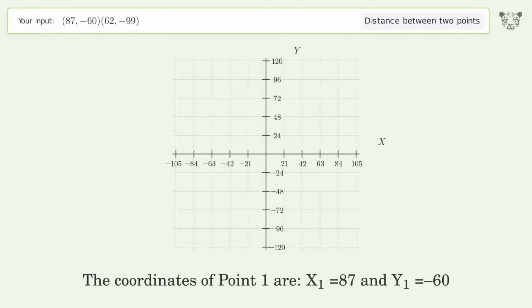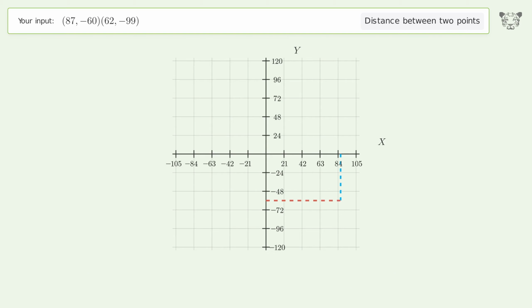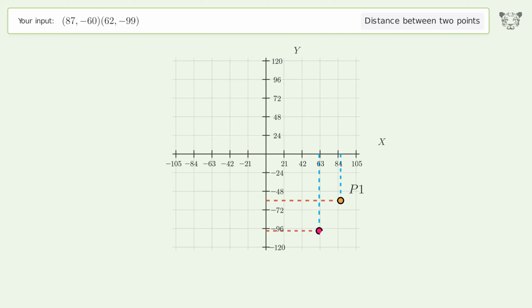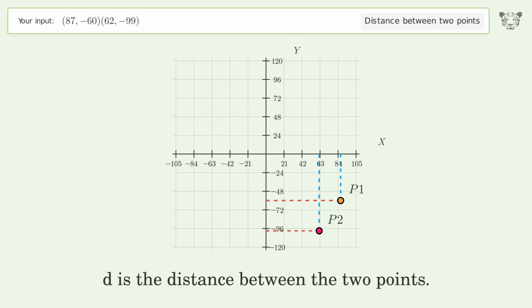The coordinates of point 1 are, x1 equals 87 and y1 equals -60. The coordinates of point 2 are, x2 equals 62 and y2 equals -99. D is the distance between the 2 points.